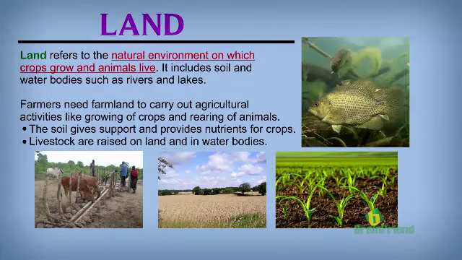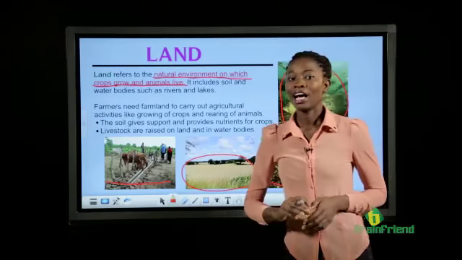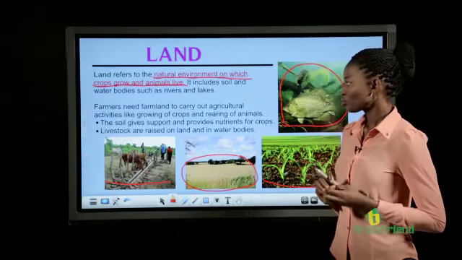The first factor of agricultural production is land. And land refers to the natural environment on which crops grow and animals live. Land includes the soil where crops grow, soil or land where animals live, and also the water resources such as rivers and lakes where aquatic organisms live. All of these are classified as land.